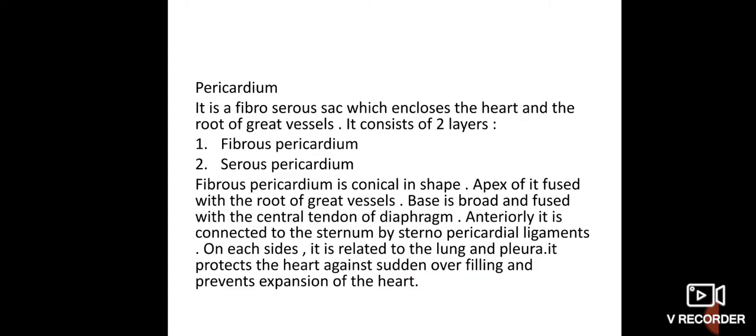Next is pericardium. Pericardium is just the covering of the heart, and this pericardium can be fibrous pericardium and serous pericardium. The fibrous pericardium is a tough layer, but the serous pericardium is formed from the original body cavity. Fibrous pericardium is conical in shape.